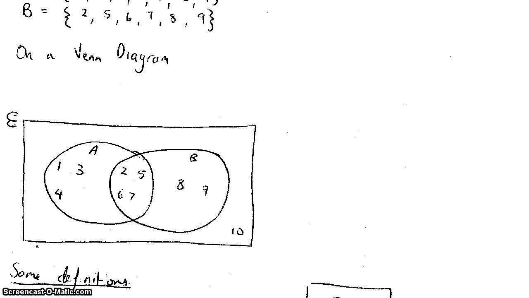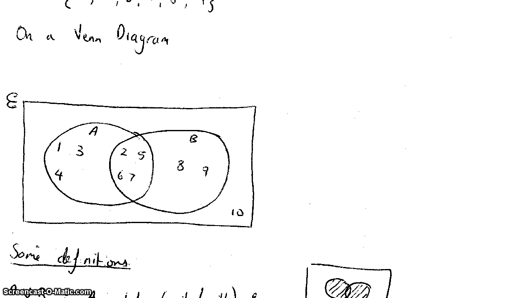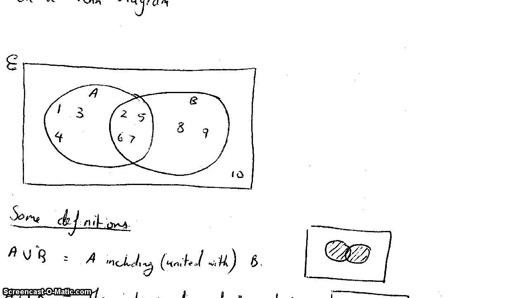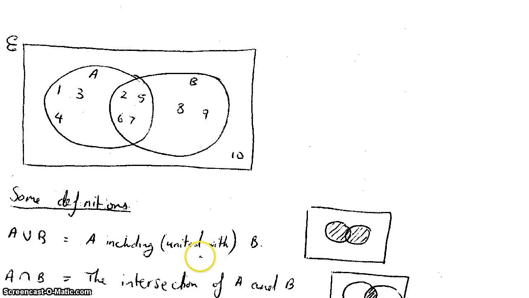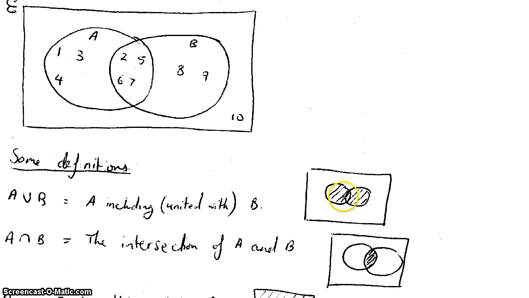Now some definitions about Venn diagrams. So A union B is the same as A including or united with B, and this shaded part over here represents everything that we would find if we found A union B. So in this case, A union B would be all of the numbers between 1 to 9, basically, but just not 10.